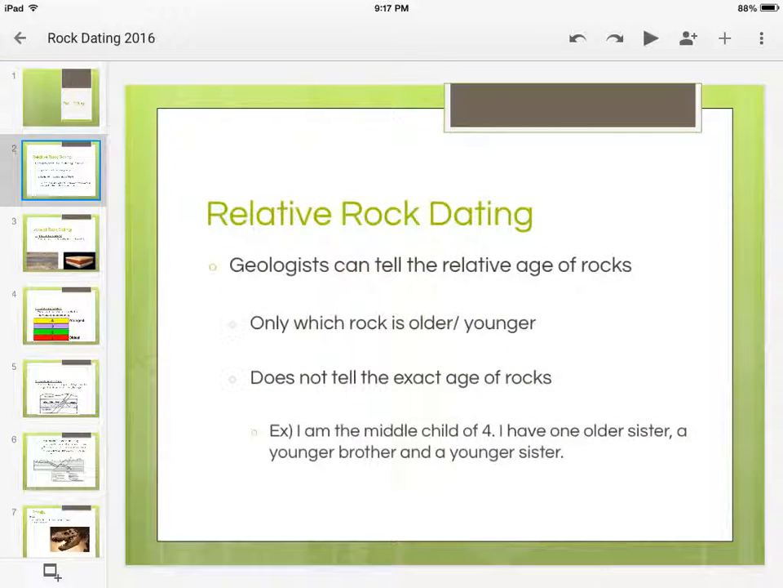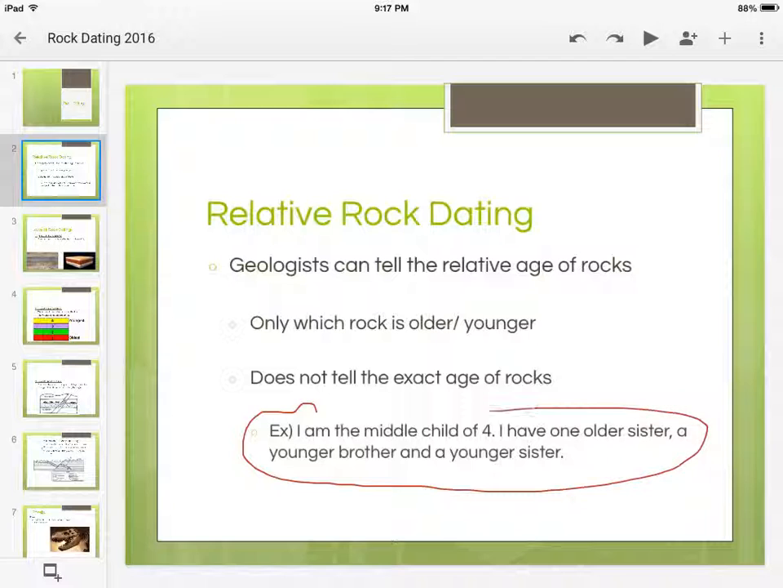is relative rock dating. So we've talked about this in class and used the example of your relatives, saying that I'm the middle child of four. I have one older sister, a younger brother, and a younger sister. That tells you your age relative to your siblings, but it doesn't tell you how old you actually are. That's the exact same thing that we do with rocks, and we tell which one is older or younger, but we do not tell the exact age of the rocks. And here's how they do it.